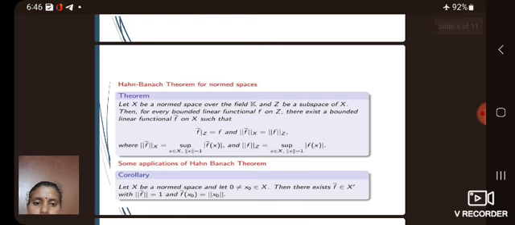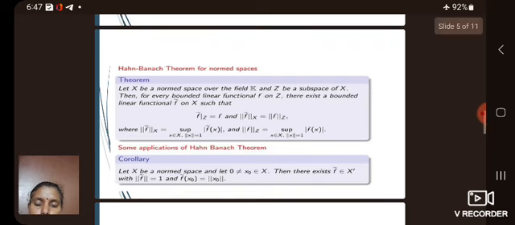Then we see the Hahn-Banach theorem for normed linear spaces. Let X be a normed linear space over the field K and Z be a subspace of X. Then for every bounded linear functional f on Z, there exists a bounded linear functional f bar on X such that f bar restricted to Z equals f and norm of f bar equals norm of f on Z, where norm of f bar is the supremum of modulus f bar of x and norm of f on Z is the supremum of modulus f of x. Some applications of the Hahn-Banach theorem are also discussed, that is, norm f bar equal to 1 and f bar of x naught equal to norm x naught.